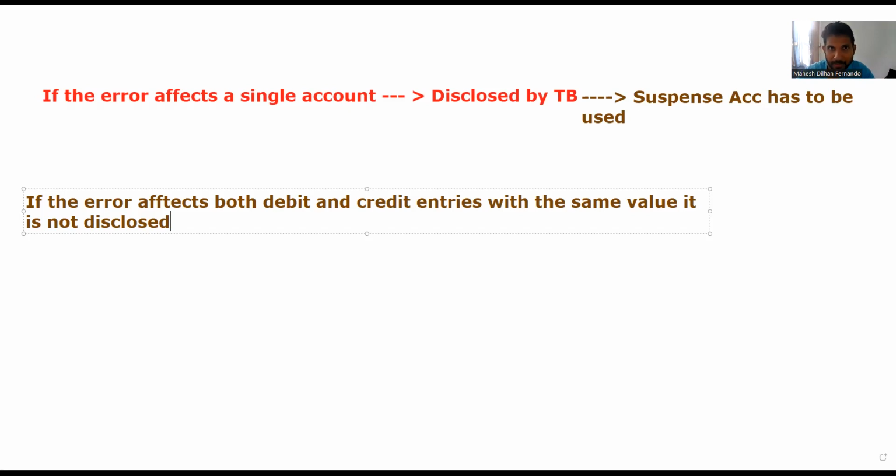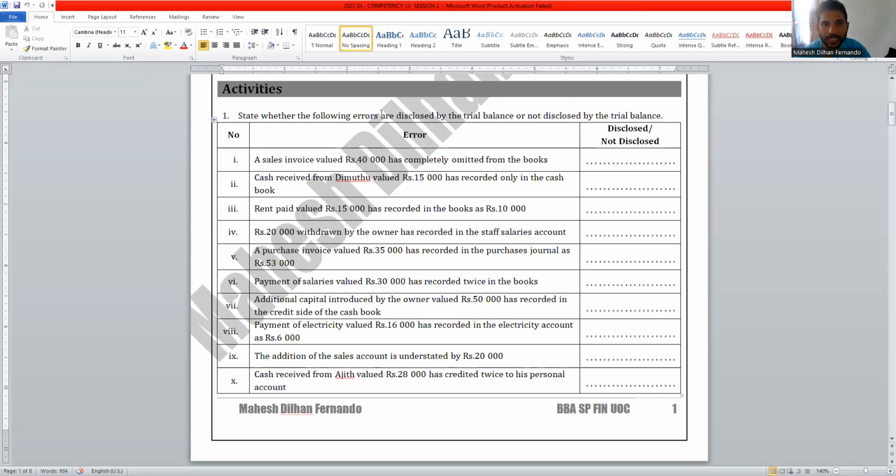Give me a minute. Let me take you to the question. Now let's see. First error. A sales invoice valued 40,000 has been completely omitted from the books.